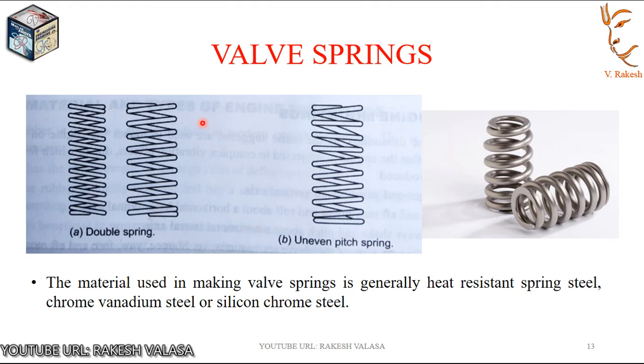The double springs have an inner and outer spring. See here, this double spring has an inner and outer spring wound in opposite directions. The uneven pitch springs are those which have a closer pitch at the cylinder head side, as shown in this figure, that is uneven pitch spring.